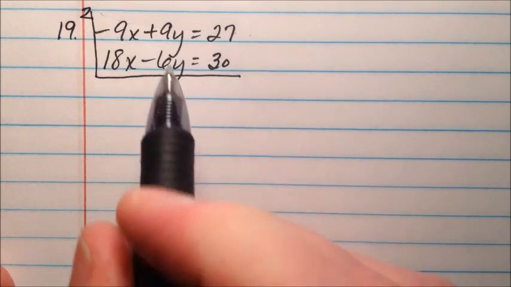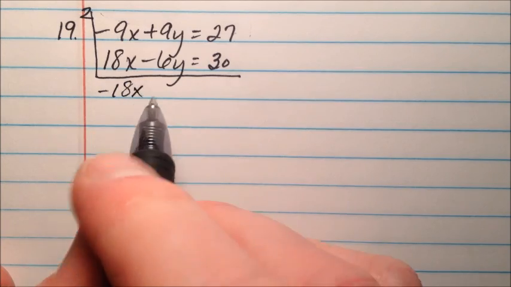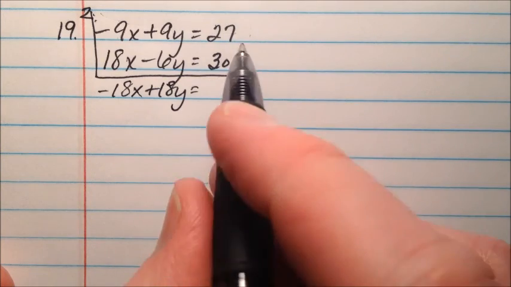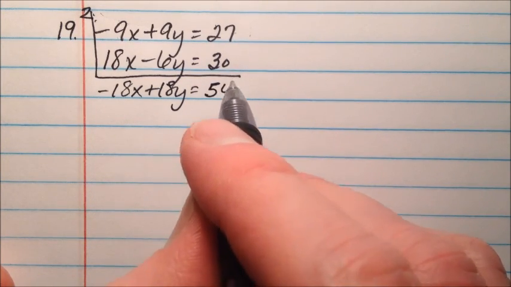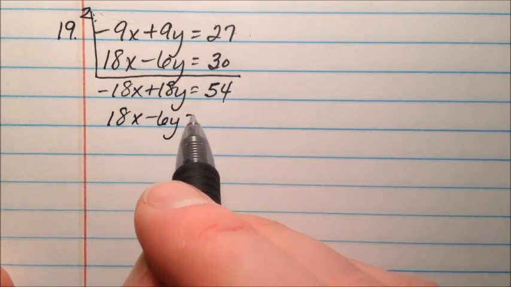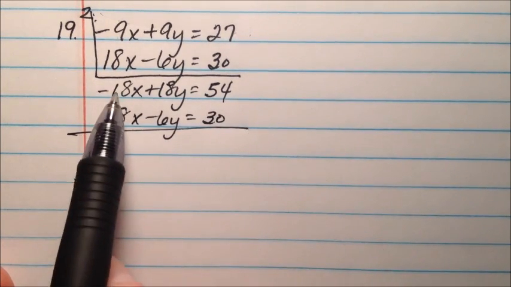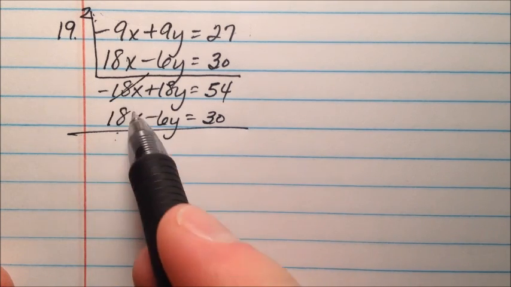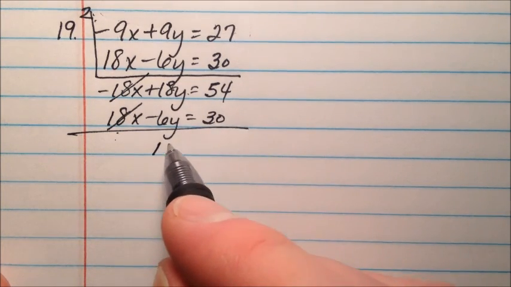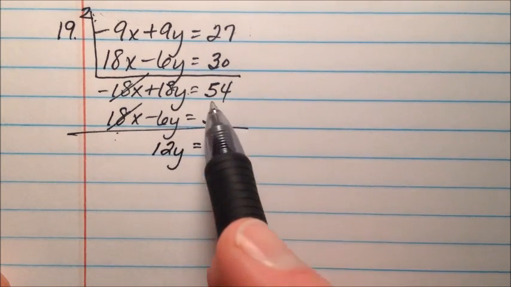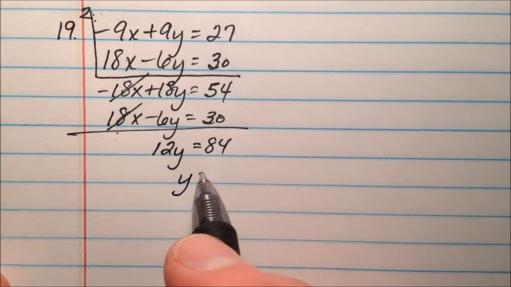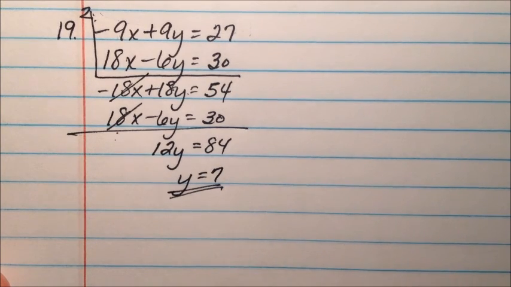So 2 times negative 9x will be a negative 18x. 2 times 9 will be a positive 18y. And then 2 times 27 will be 54. So now if I rewrite the second equation under that, it looks like I'm going to have a negative 18x and a positive 18x, which will cancel those two out. I'm going to have an 18y minus 6y, which will leave 12y, and then a 54 and a 30, which will make 84. So when I divide both sides by 12, I should get y equals 7.